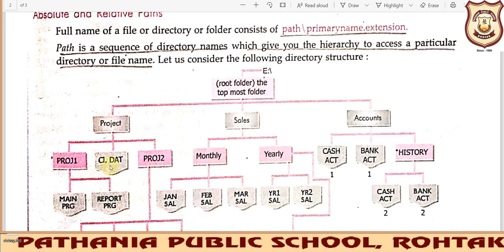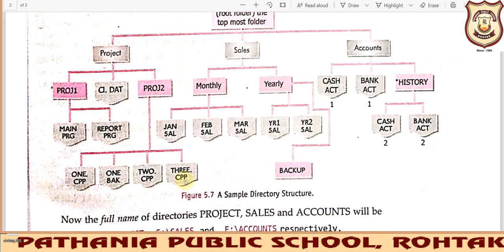See, folders will never have any extension. So this particular one is a folder, this is a file. How do I know that this is a file? Because it has a certain extension. Then this is my folder, this folder contains these files, and this particular folder contains these 2 files. So here we can see whatever name is written without any extension is a folder, and the rest are my files.